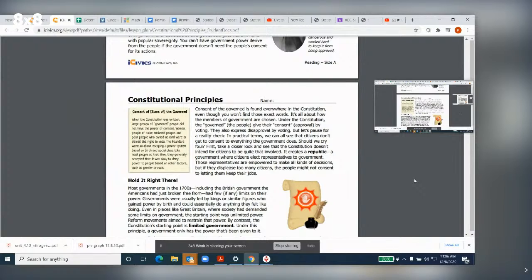Should we cry foul? No. First, take a closer look at what the Constitution intends. It doesn't intend for citizens to be quite as involved. It creates a republic, a government where citizens elect representatives to government. Those representatives are empowered to make all kinds of decisions. But if they displease too many citizens, the people might not consent to let them keep their jobs. And that would be just like how we vote them out.